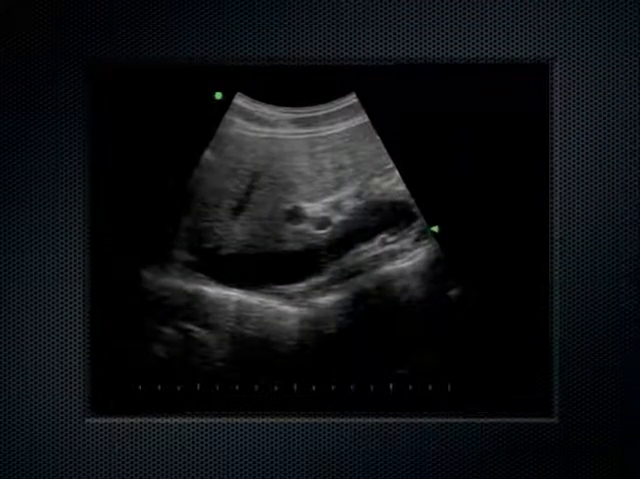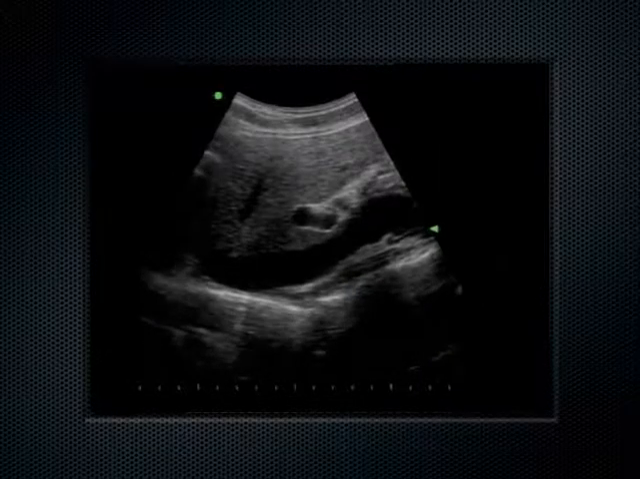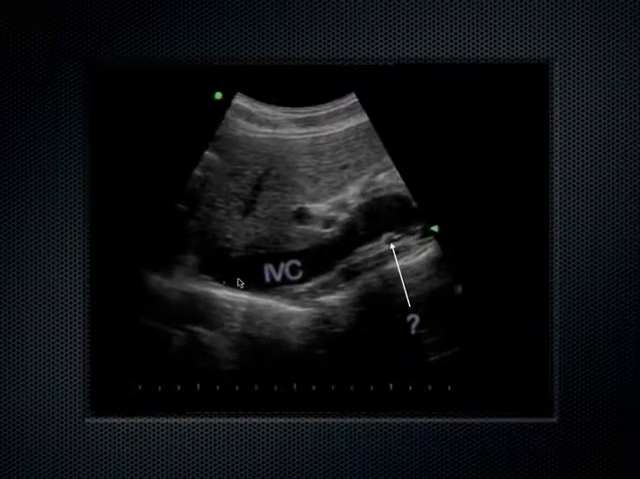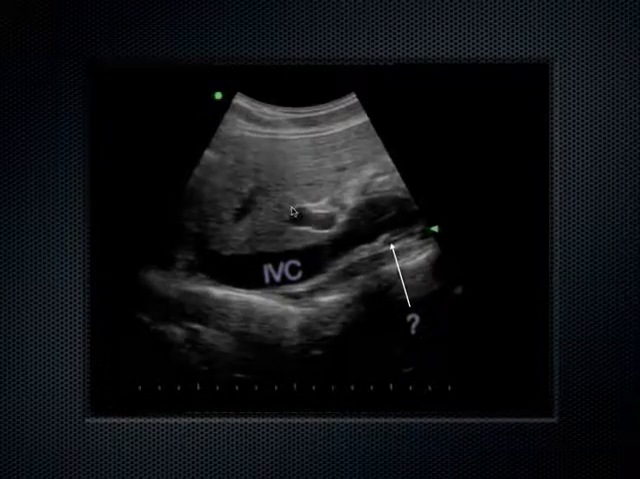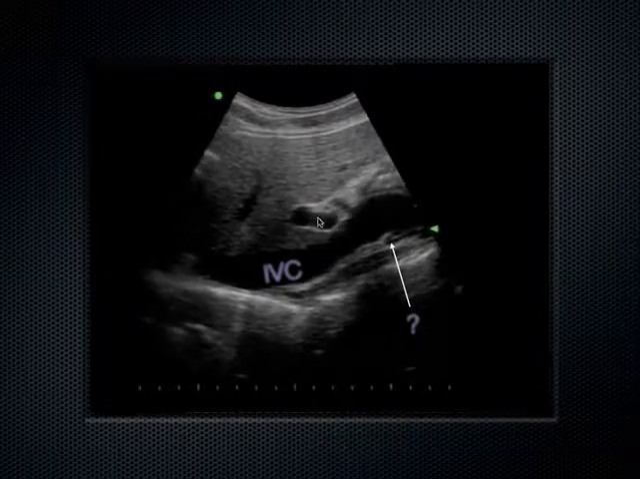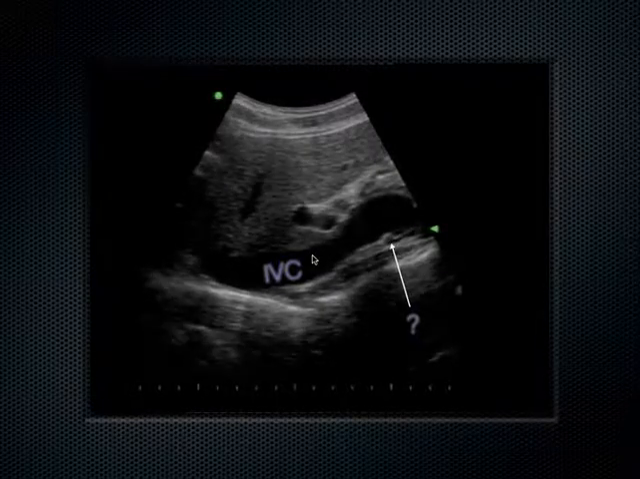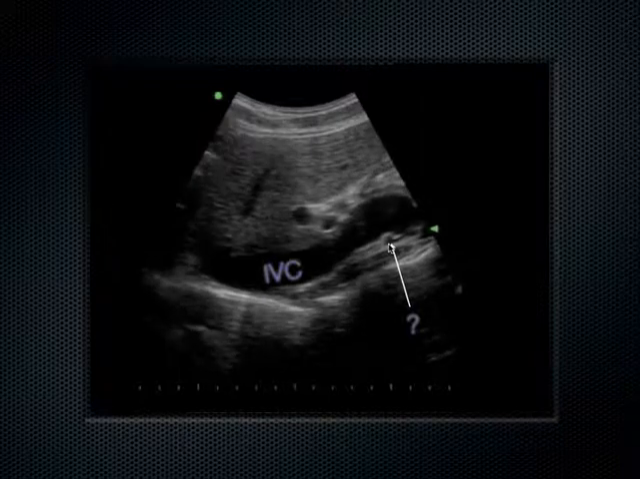Now here we are in a sagittal plane, and we are actually looking at not the aorta, but the IVC. The IVC is traipsing along underneath the liver. This is the portal vein here, and the structure that runs perpendicular but posterior to the IVC is what?